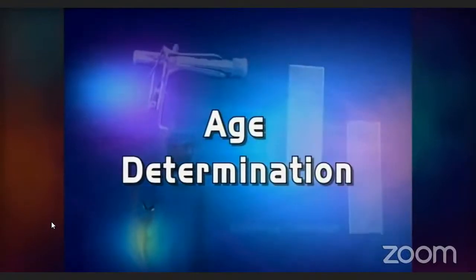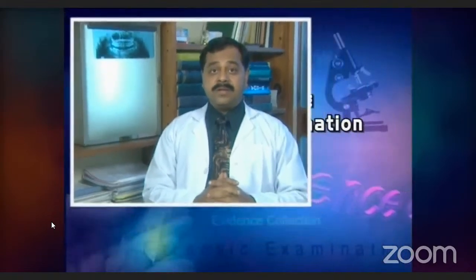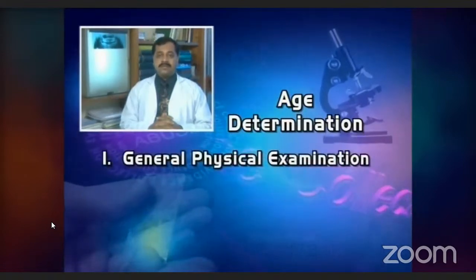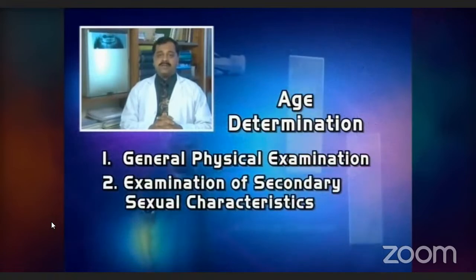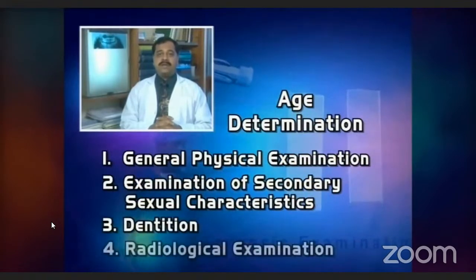Now we move on to age determination. Age verification of trafficking and sexual abuse victims is mandatory under Section 15, subsection 15A of the Immoral Trafficking Prevention Act of 1956. Age verification establishes whether the victim is a major or a minor, and this has a critical bearing on the outcome of the case. According to the ITPA, trafficking of minors is a more heinous offense, and it warrants much more stringent punishment. Age determination consists of 4 parts: general physical examination, examination of secondary sexual characteristics, dentition, and radiological examination.